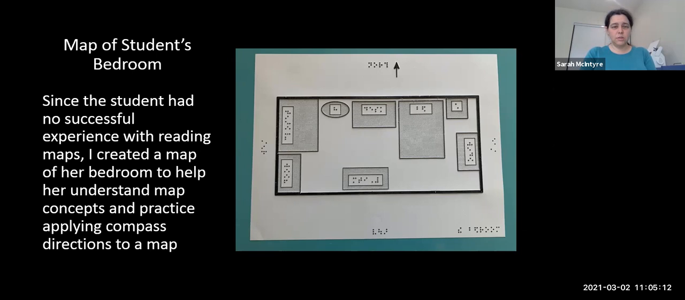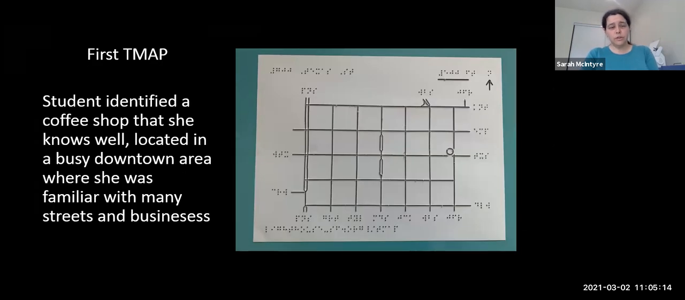So next slide, please. The first Tmap that I gave the student: there was a Starbucks that she liked to go to. She knew the area very well. And so this was the map. I gave her just a very simple street view.